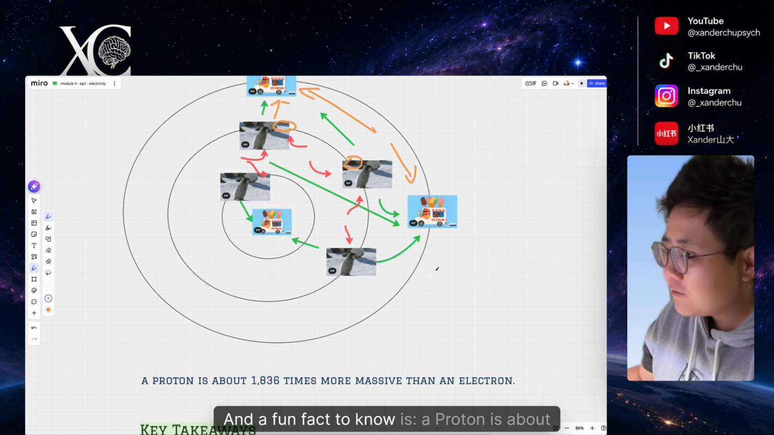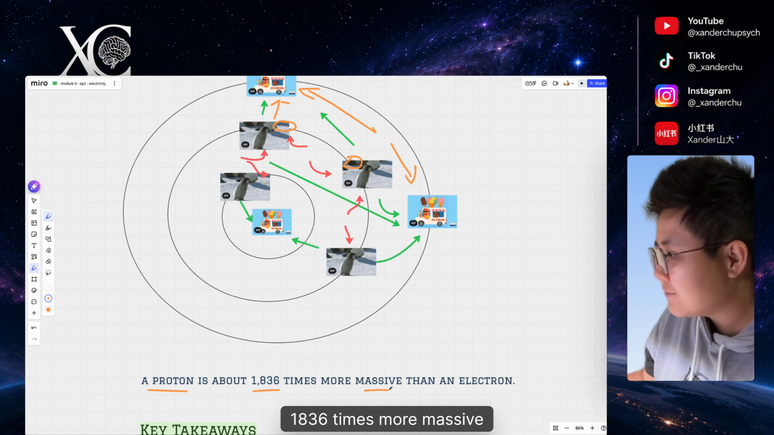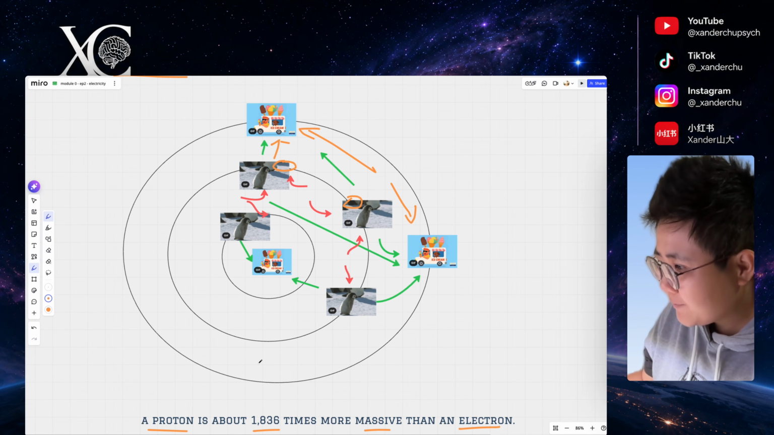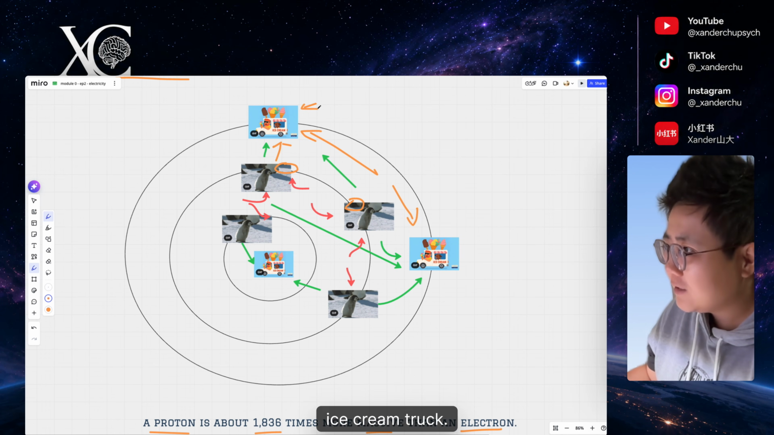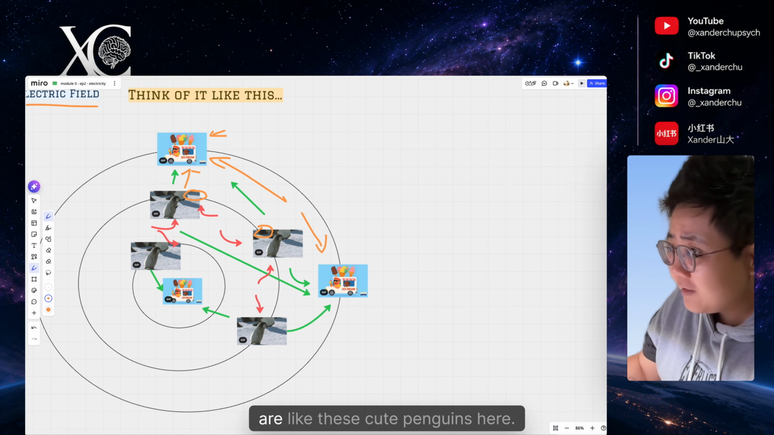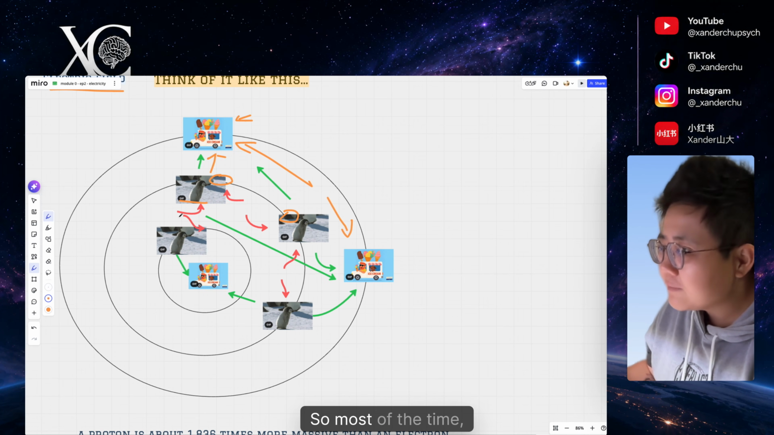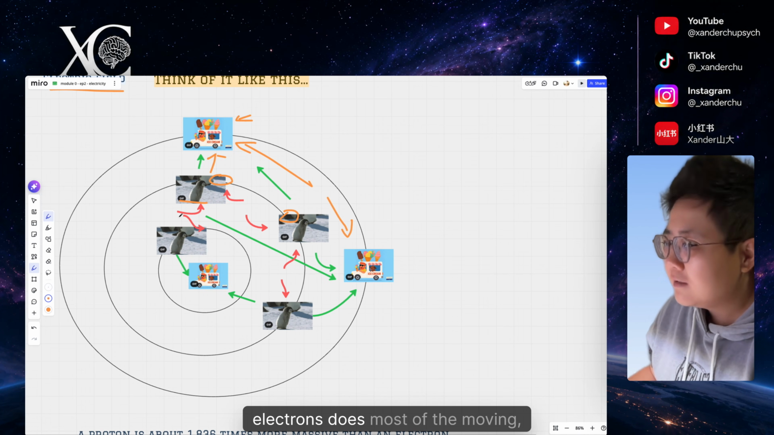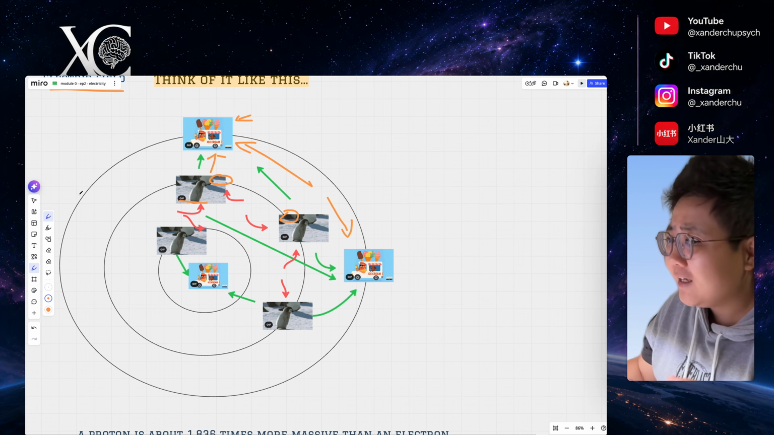And a fun fact to know is a proton is about 1,836 times more massive than an electron. So protons are like the parked ice cream truck. They're heavy, they cannot move. Electrons are like these cute penguins here. They're light. So most of the time, electrons do most of the moving. And the moving of charges creates electricity.